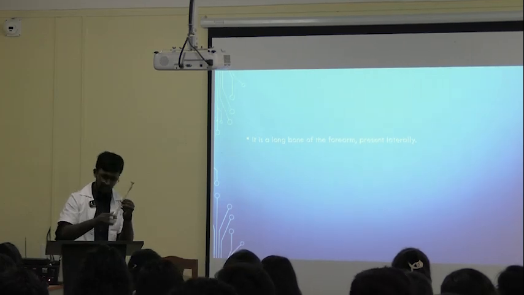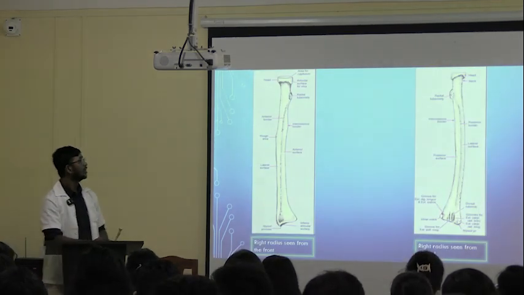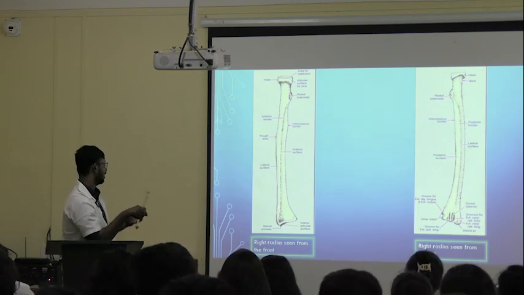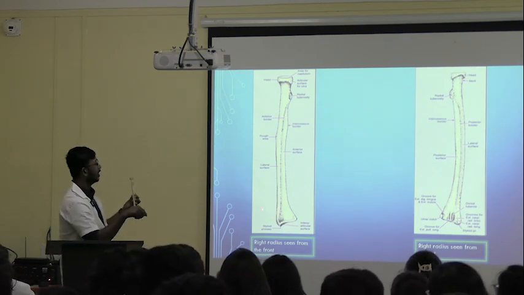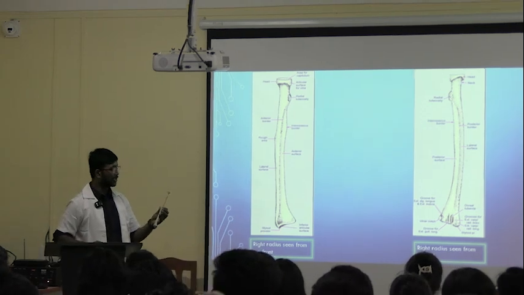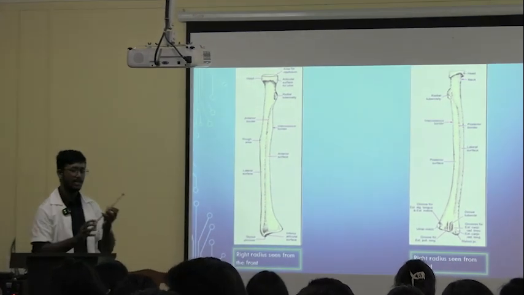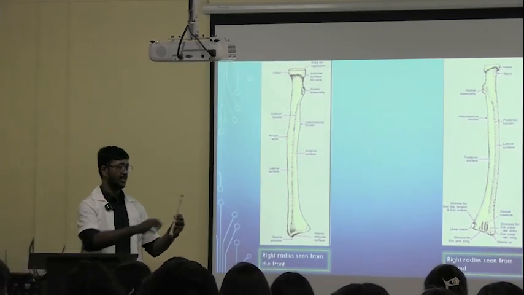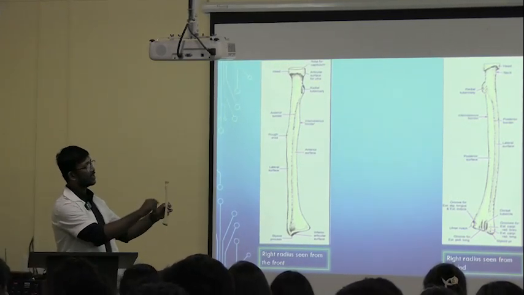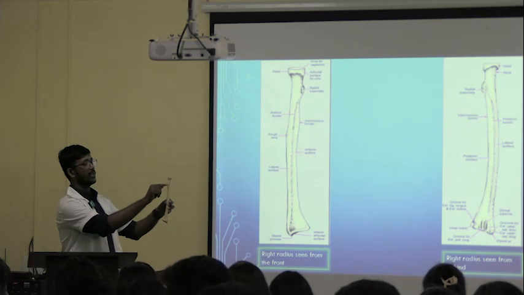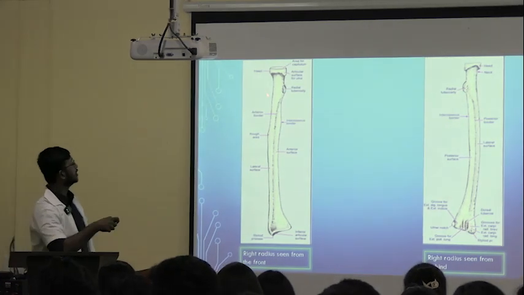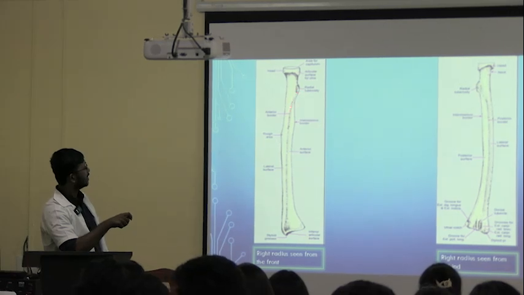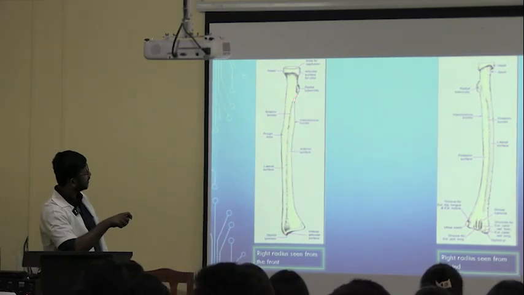Now how to determine the side? This is the right radius, and the radius I am holding is the left one. How do we know which one is right and which is left? There is a simple trick which I will tell you later on, but before that, this is the left radius, because first of all identify the radial tuberosity. This one is the radial tuberosity, and from it the anterior border comes.